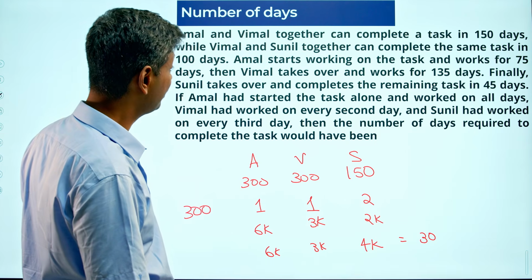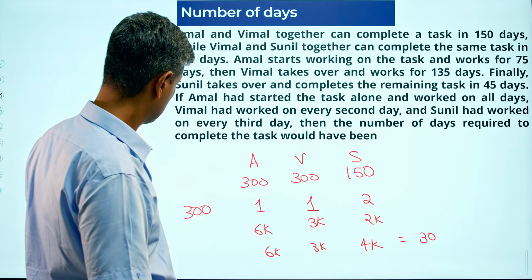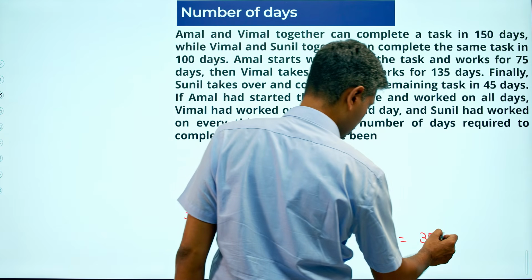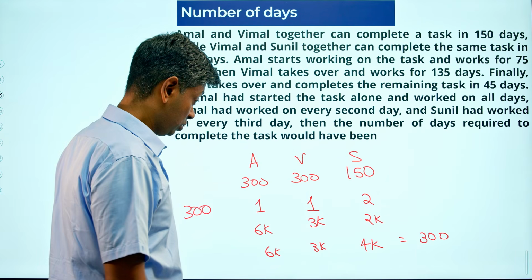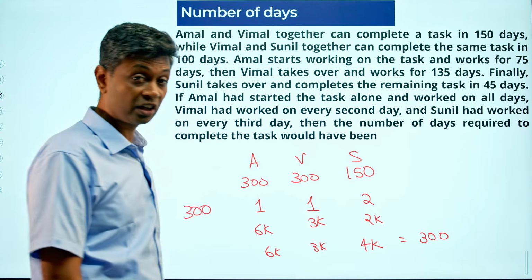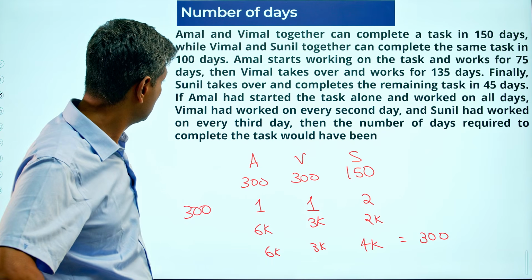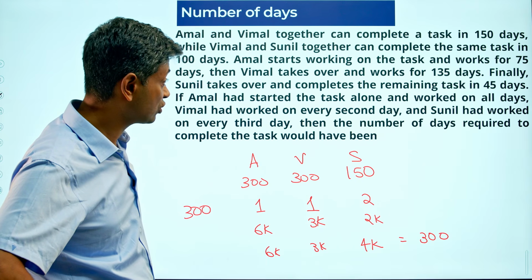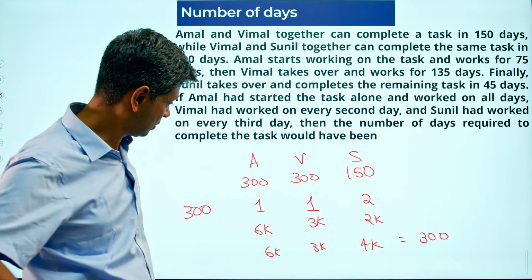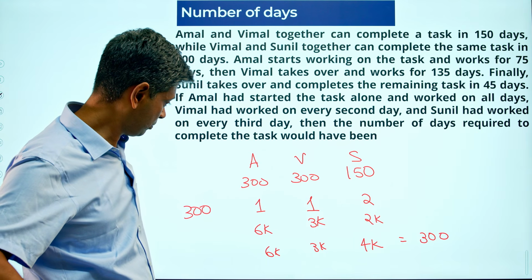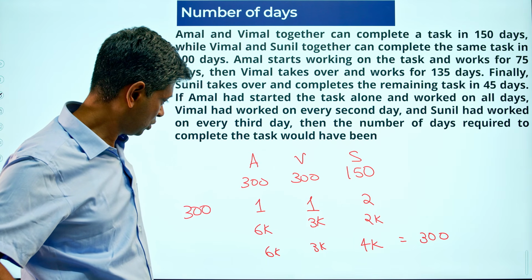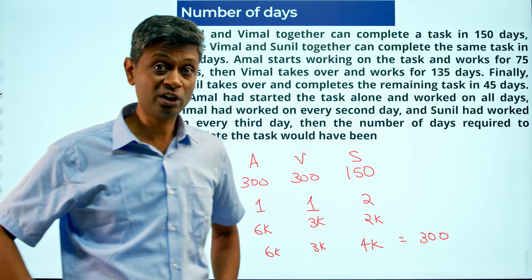Sunil had worked on every third day. The number of days required. This is 300. This is tricky. 9k, 13k, 300 by 13. This is a pain in the neck. Amal had started the task alone, worked on all days. Okay. So the 6k, 3k, 2k model doesn't work.